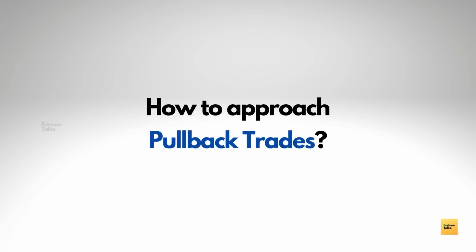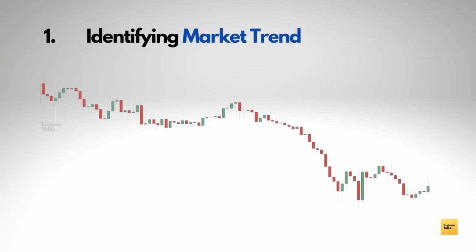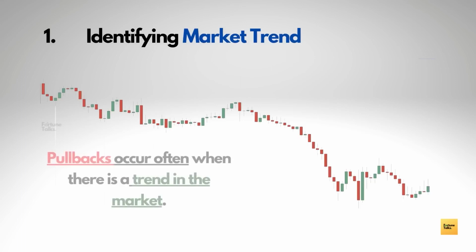Now that we have understood the advantages and disadvantages of a pullback trade, let us learn how to approach a pullback trade. So there are a few things to look for when trading a pullback. The first point is to identify the market trend. The first and foremost thing that you have to figure out while you trade pullbacks is to find the existing market trend. You must have a trend in the market because most often you will encounter a pullback opportunity when there is a trend in the market.